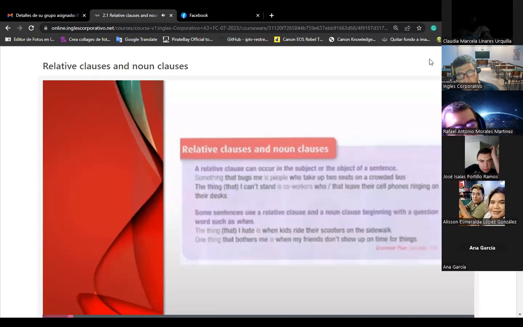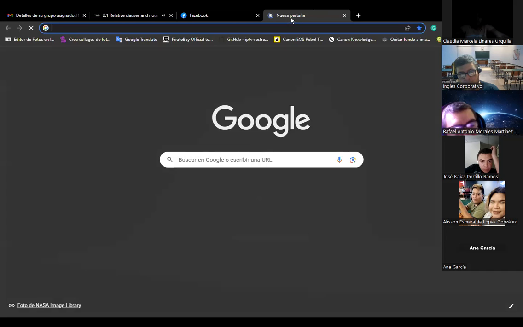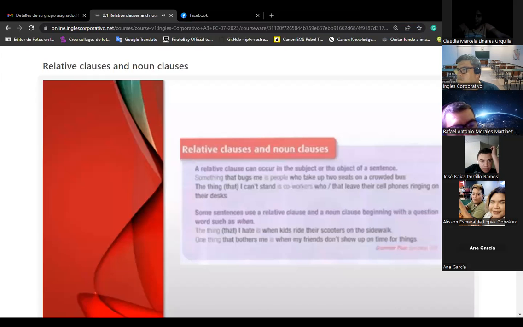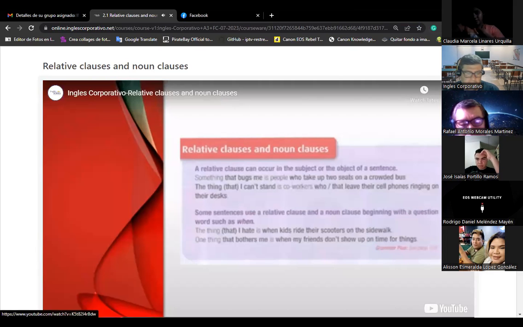Something that bugs me is people who take up two seats on a crowded bus. The thing that I can't stand is co-workers who leave their cell phones ringing on their desks. The thing I can't stand is co-workers that leave their cell phones ringing on their desks. Some sentences use a relative clause and a noun clause beginning with a question word such as when. The thing that I hate is when kids ride their scooters on the sidewalk. One thing that bothers me is when my friends don't show up on time for things.